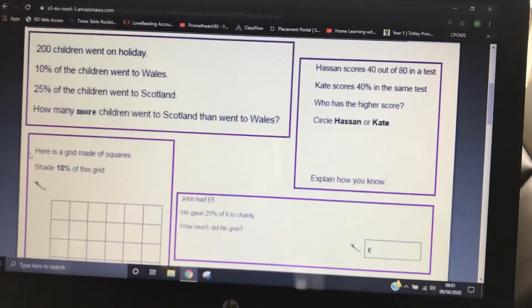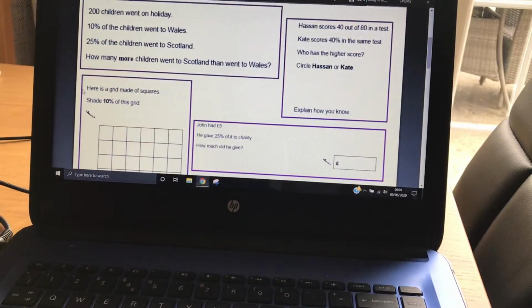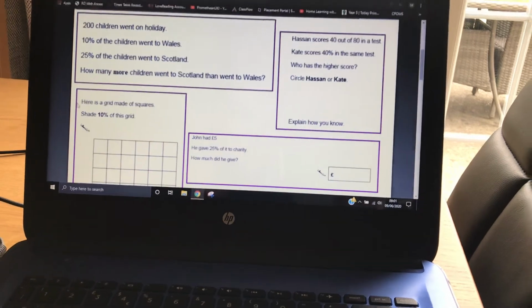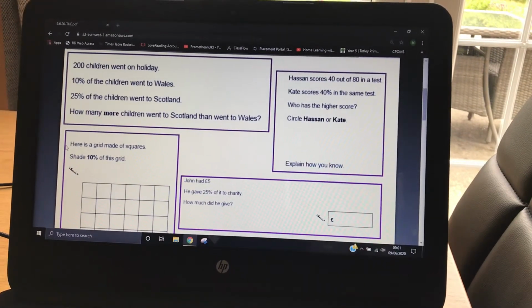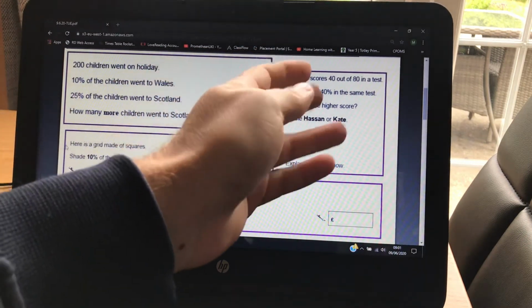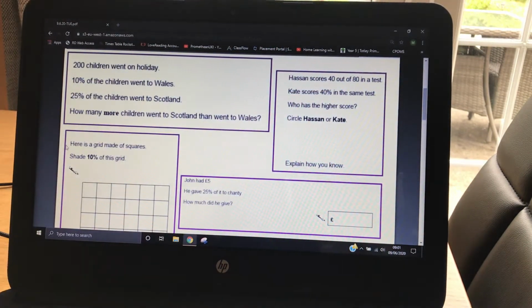Next one over here. So, Hassan scores 40 out of 80 in a test. Kate scores 40% in the same test. So the test is out of 80. Okay, so your total number that you're using now is 80. Who has the highest score? So we know Hassan's got 40 out of 80. Now, you don't need to work out anything here. You don't need to find 40% of 80.